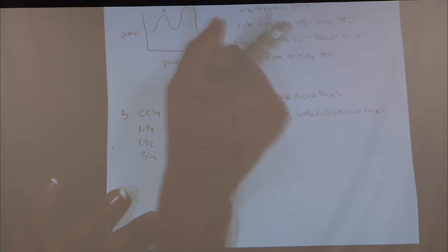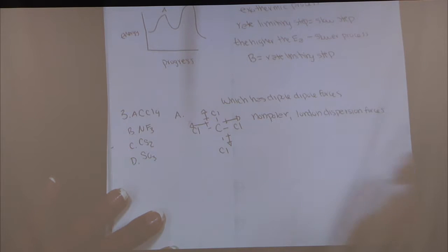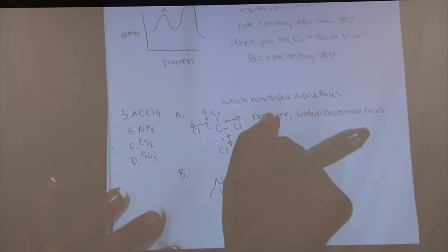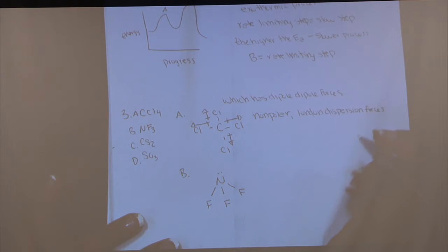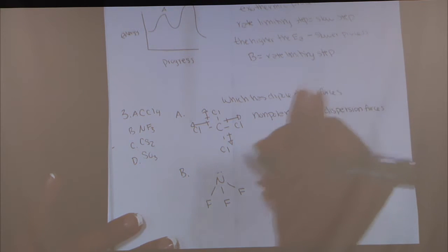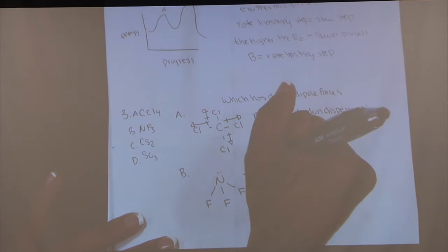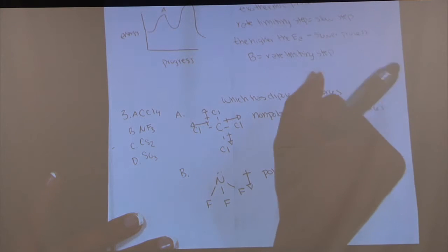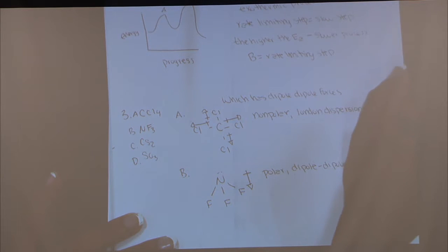So that was answer choice A. And then we're going to draw out B, and that is NF3. It has a lone pair at the top, and then the 3 fluorines are going to be towards the bottom, and the dipole is going to be facing downwards. So here it is polar, and so therefore it has dipole-dipole and London dispersion forces.